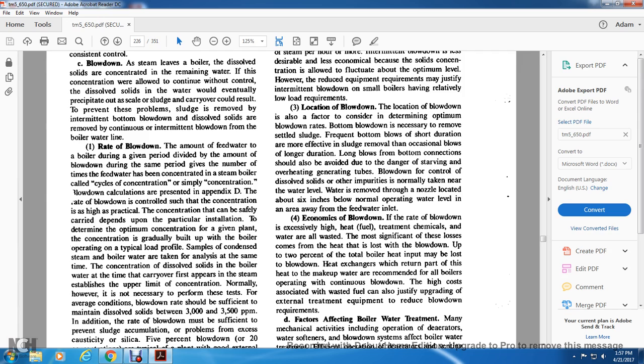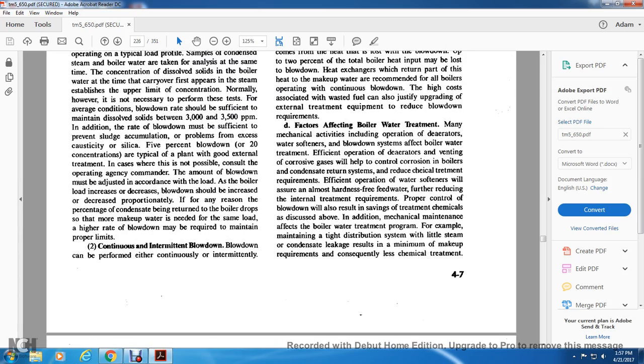4. Economics of blowdown. In the rate of the blowdown, besides the cost of fuel and treatment chemicals, waste water is also a factor. The most significant loss comes from the heat that is lost with the blowdown. Up to 2% of the total boiler heat input may be lost to the blowdown. A heat exchanger will return part of the heat to the makeup water. This is recommended for all boilers operating with a continuous blowdown. The high cost associated with wasted fuel can also justify upgrading the external treatment equipment to reduce the blowdown requirements.